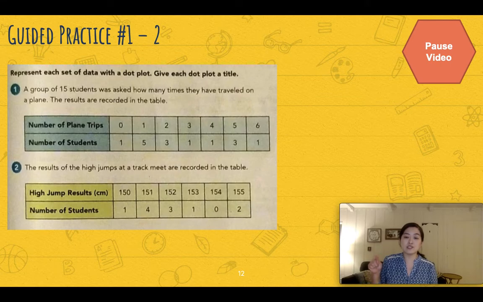Okay, now it's your turn. Please pause the video and represent each set of data with a dot plot. Don't forget to title your dot plot. Okay, see you soon.